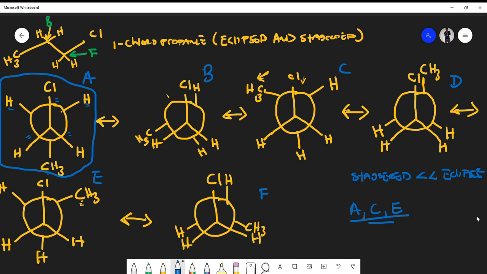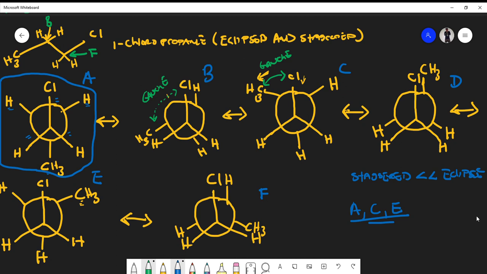Now, speaking of torsional strain, let's talk about it. Remember we said that these are actually 60 degrees apart, right? And so, in fact, we do have what we call a Gauche interaction here. Okay? So this is a Gauche interaction right here between 2 non-hydrogen groups. We also have a Gauche interaction here. So in structure A, we do not have any Gauche interaction. There is no torsional strain.